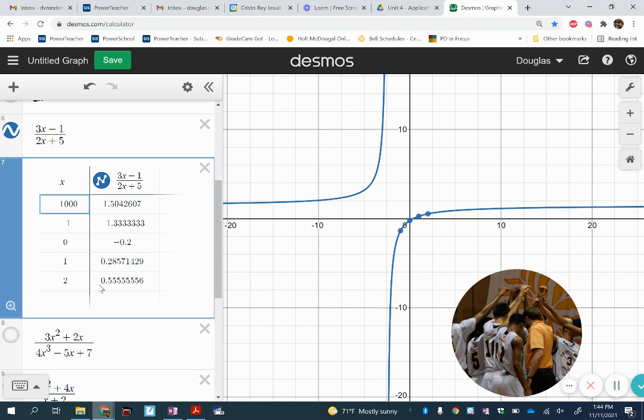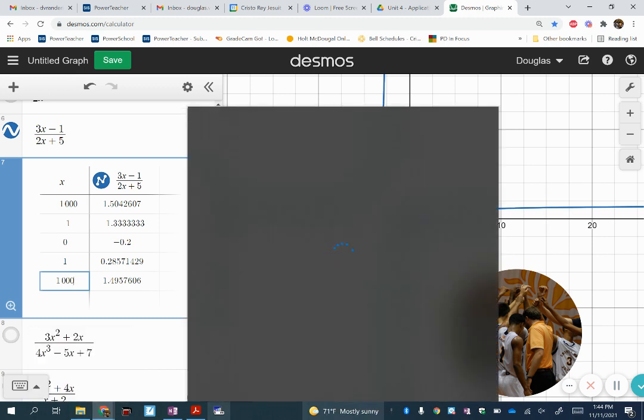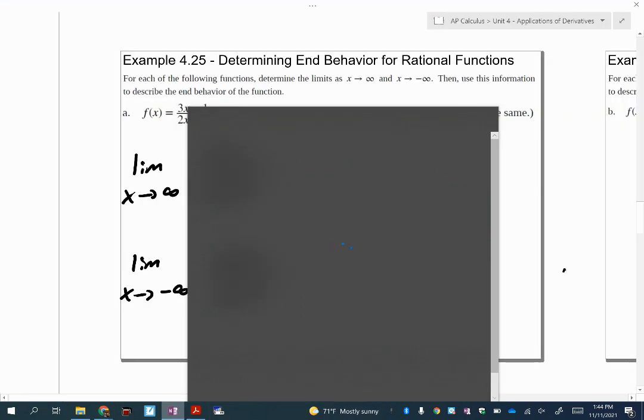I'll do negative 1,000, positive 1,000. You should notice we're approaching 1.5 for both of those, which should not surprise you because the leading coefficient of 3 divided by the leading coefficient of 2 is 1.5. As I move to the right and to the left, I'm approaching the same number.